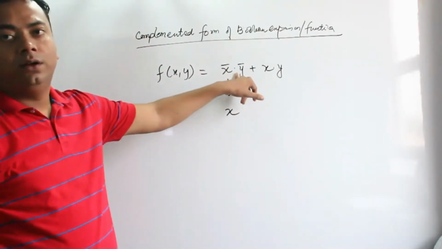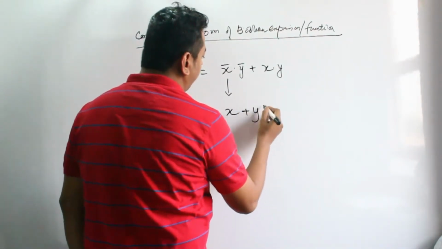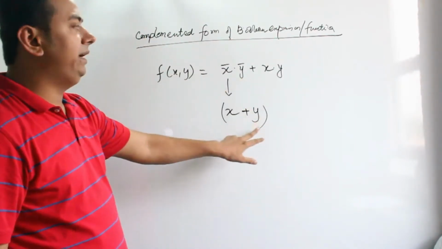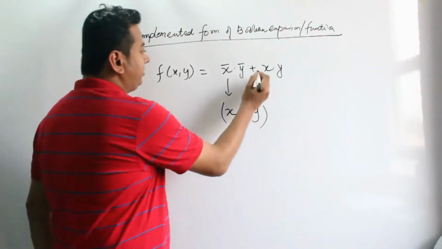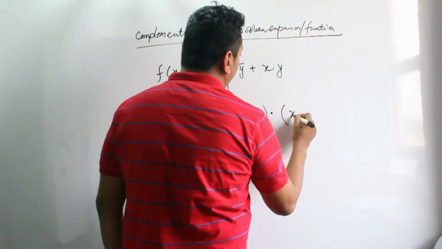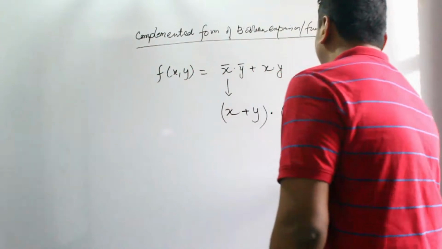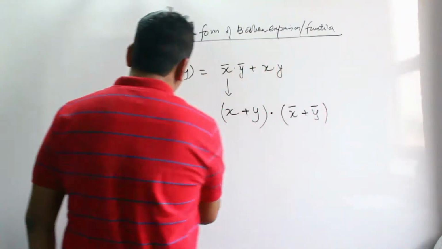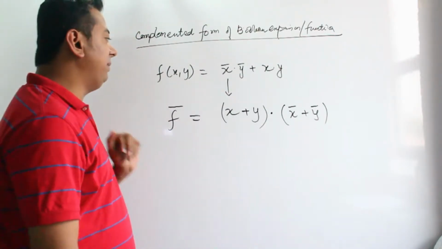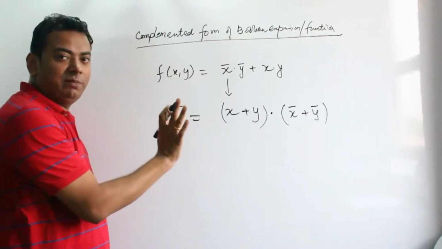Instead of AND gate, use OR gate, right? And instead of y not, it will be y. Instead of this NOT, this OR gate will be an AND gate. Right? So what is this? This is F complement. We have come up with F complement. Right? Now just remember this F complement.